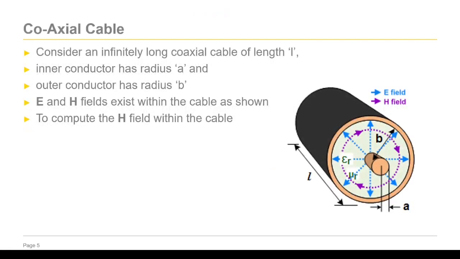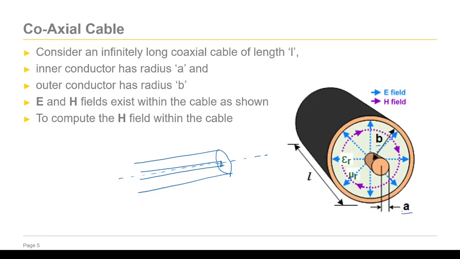Moving forward, let us consider a coaxial cable. Now, a coaxial cable is essentially a pair of cables which share the same axis. So there are two current-carrying conductors arranged in such a way that the axes of both current-carrying conductors are the same.